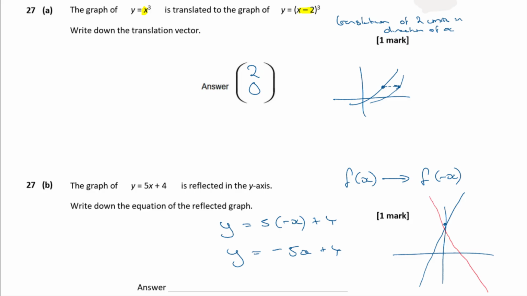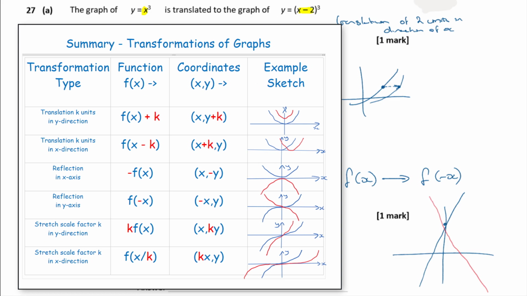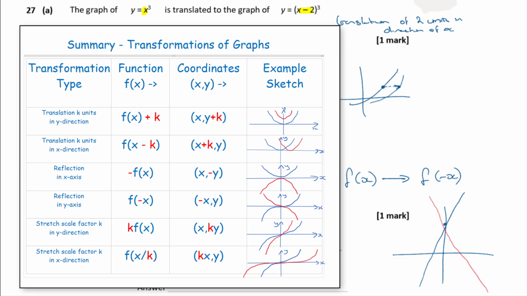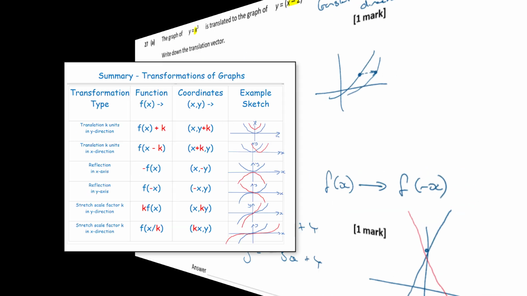But there's no way around it. This big table, you need to learn it. This is stuff you need to know. If you know your facts, then you'll do all right in the exam with your translations.